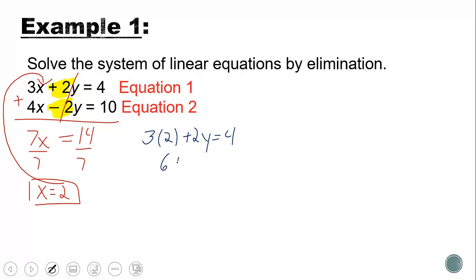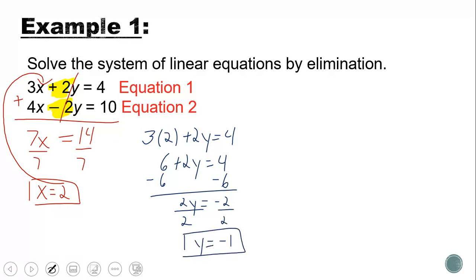3 times 2 is 6. 6 plus 2y is equal to 4. Subtract the 6 from both sides. You're going to get 2y is equal to negative 2. Divide by 2, and you'll get your y value equal to negative 1. So remember, your answer is always a solution. Here, my answer is the solution with the point 2 comma negative 1.